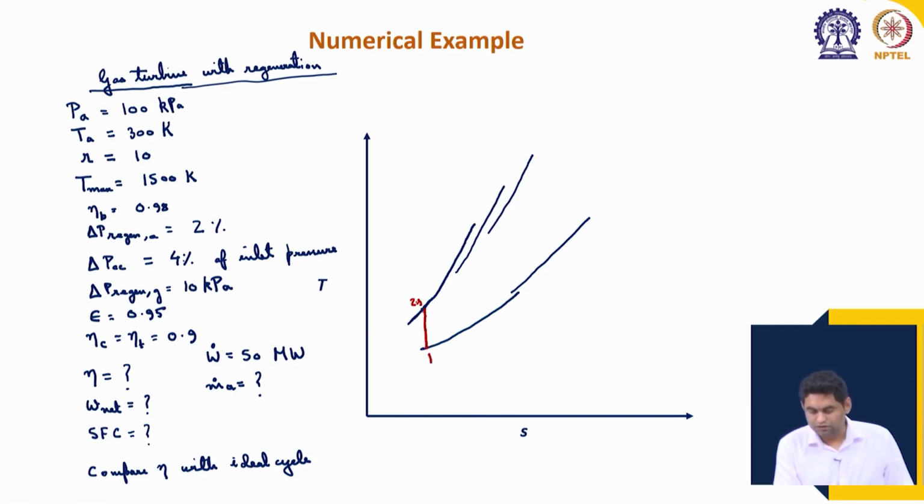Now, let us say that compression is from 1 to 2. So, this is 1, this is 2s, this is 2. Then let us write 01, 02s, because that we should practice now like this. From 02 to 03, let us call this as 05, which is our standard notation for regeneration. From 05 to 03 is the combustion process, then 03 to 04 is expansion in the turbine.